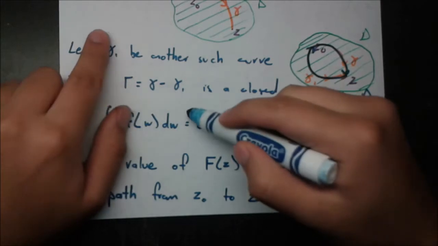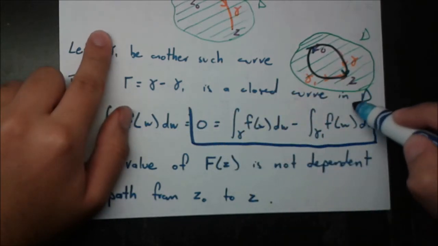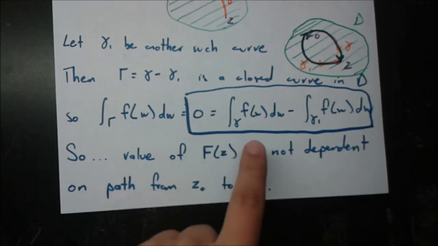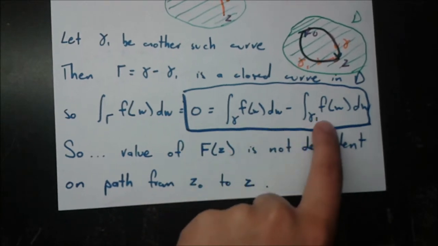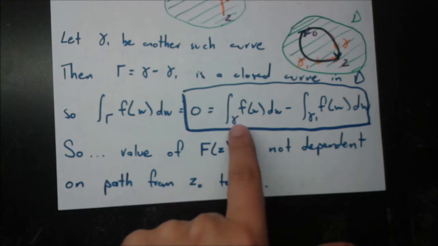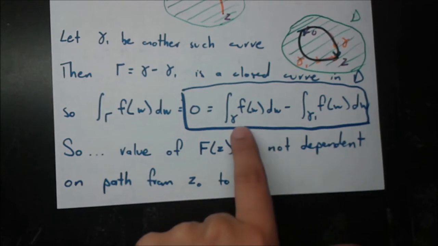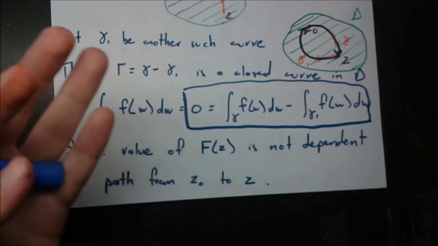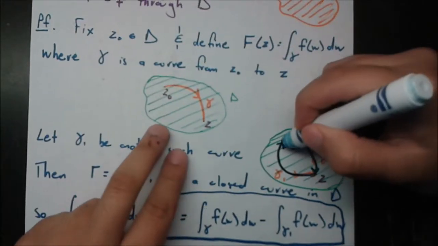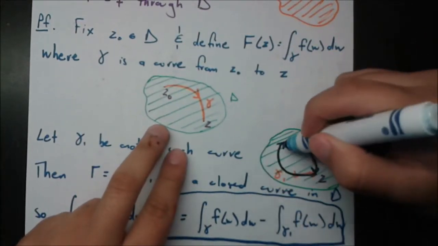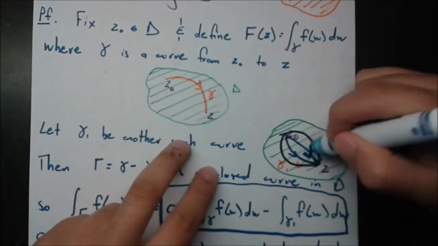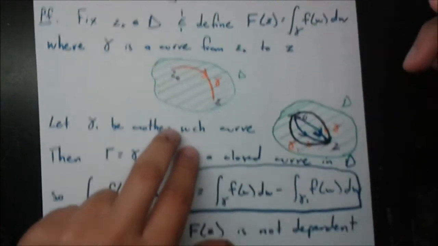So what else does this tell us? Let's just look at this section right here. Since this integral minus this integral is equal to 0, that means this integral is equal to that integral. So whether you take the integral of f of w dw over gamma, or over gamma 1, it's the same thing. And this would apply for any curve. So I could choose literally any curve as long as it's in D, the domain, that connects z0 to z, and the value of the integral, so the value of f of z, will be the same.